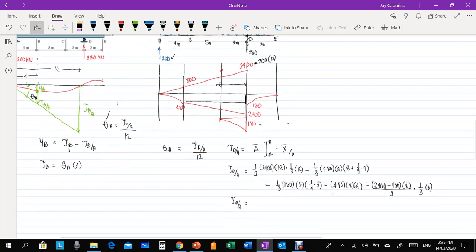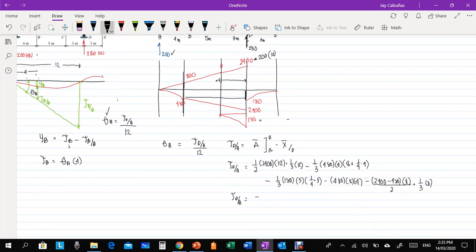Okay, the answer should be 15,865 kilonewton cubic meter. So we have EI there. We still have EI at this point. Okay?